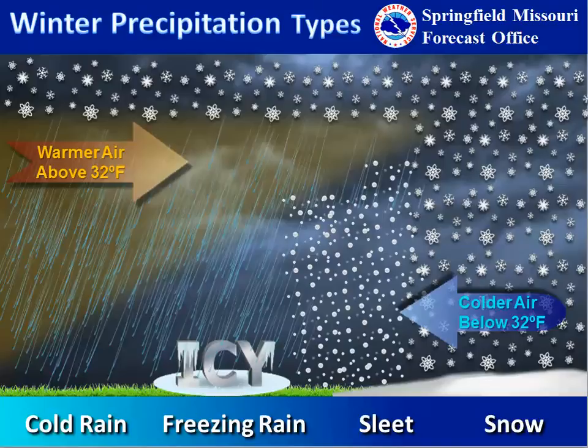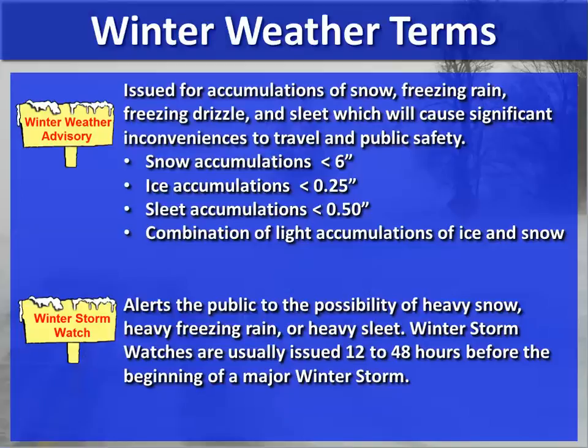Now, when those snowflakes go through some warmer air above freezing and then have a chance to refreeze, that's when the colder air is a little bit thicker and below 32 degrees, those rain droplets refreeze back into little balls of ice, or what we call sleet. And then if the snowflakes fall from the clouds all the way to the ground without melting, usually when the temperature is at or below freezing all the way through the atmosphere, that is when we have snowflakes.